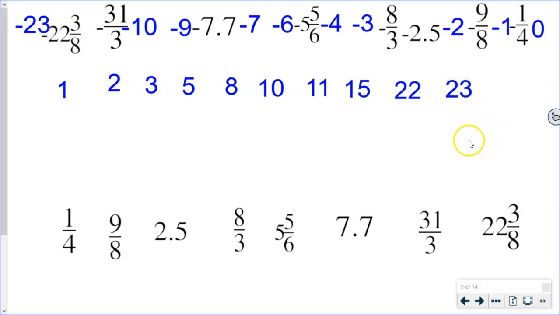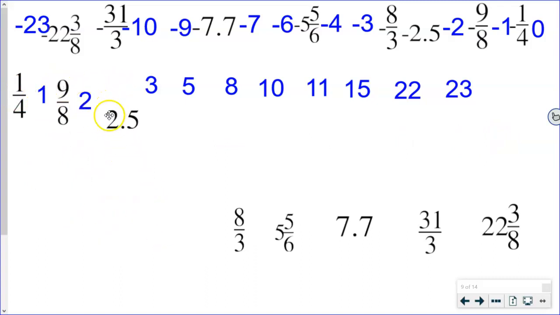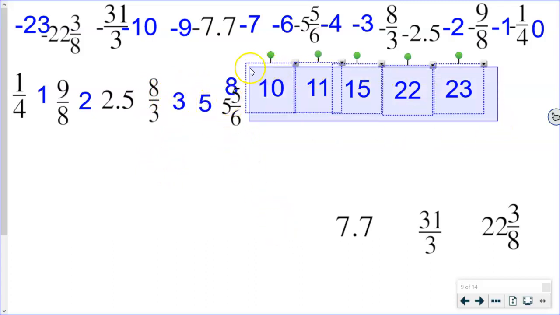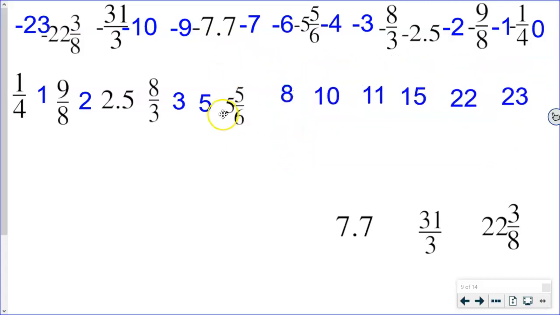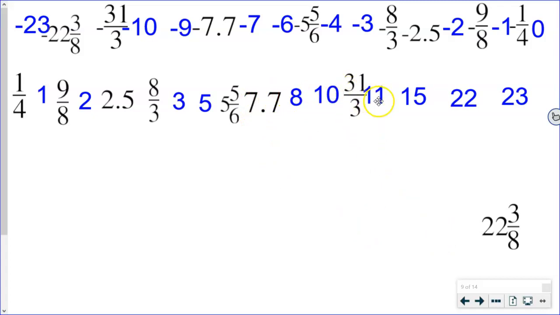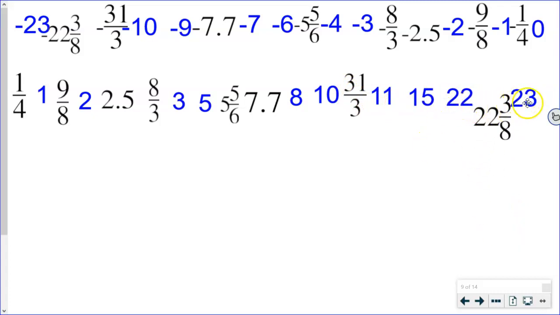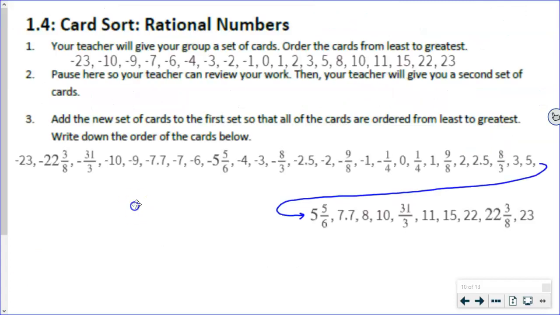Okay. And now focusing on the positive side, we have 1/4, then 1, 9/8, 2, 2.5, 2 2/3 or 8/3, then 3, then 5, 5 5/6. I'm running out of space. Not intentional, but all right, there we go. 5 and 5/6, 7.7, 8, 10, 31 thirds is a little bit more than 10, 11, 15, 22 and 3 eighths, and 23. Do your slips of paper match mine? Okay, make sure that this is written down. That's enough.